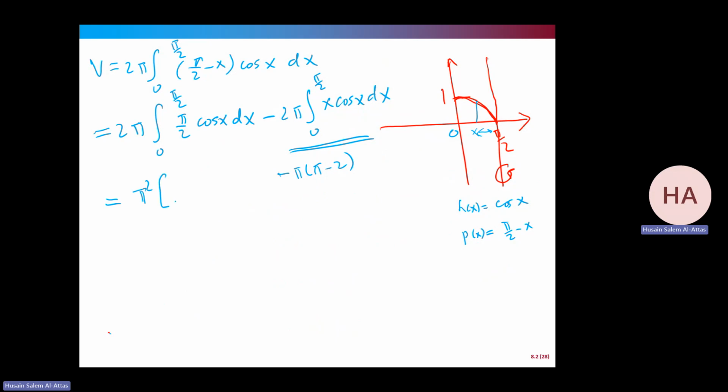What's the integral of cosine? That will be sine from 0 to pi over 2. That gives me what? Pi squared times 1, which is pi squared, minus pi squared plus 2 pi. That gives me 2 pi, which is the answer I'm looking for. Yeah, so this one I used from the previous question.